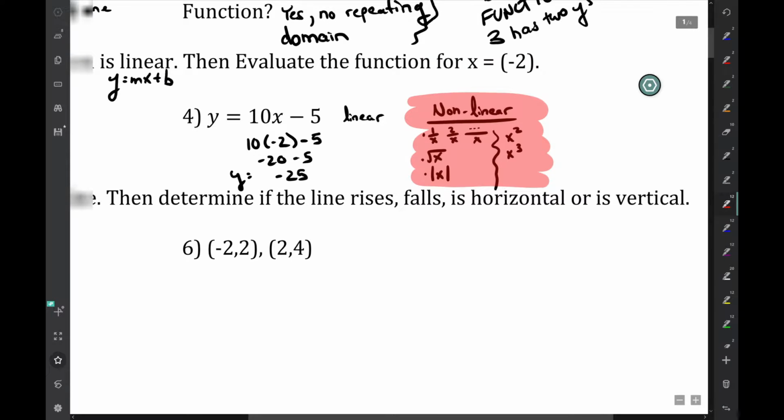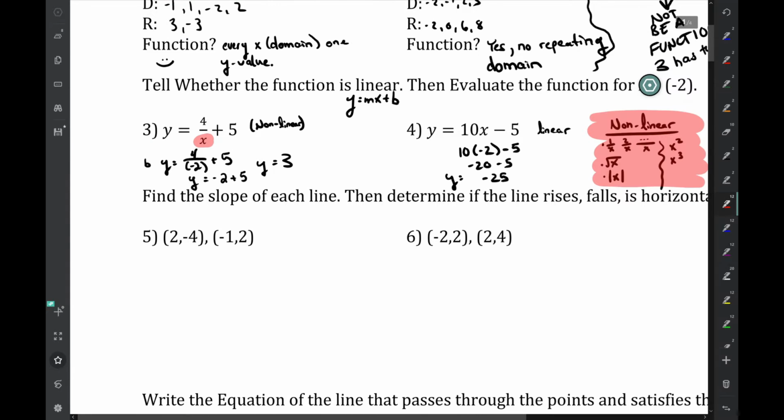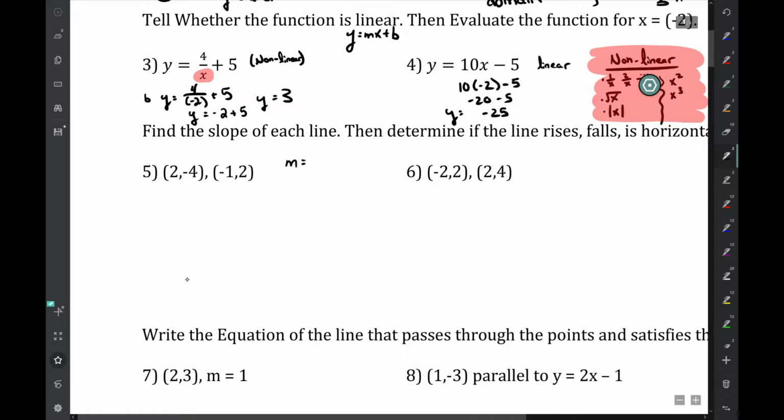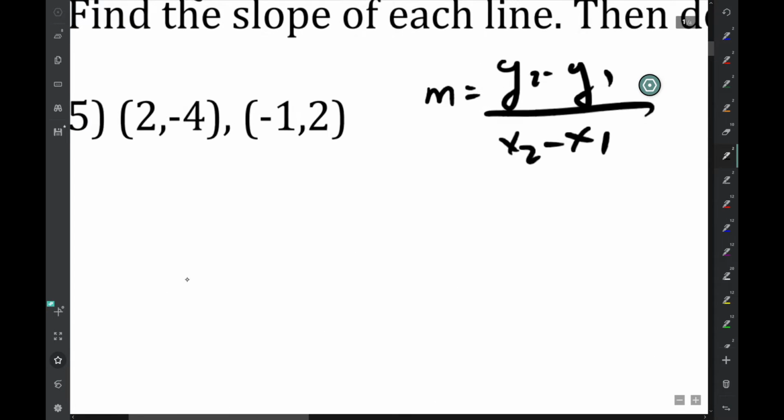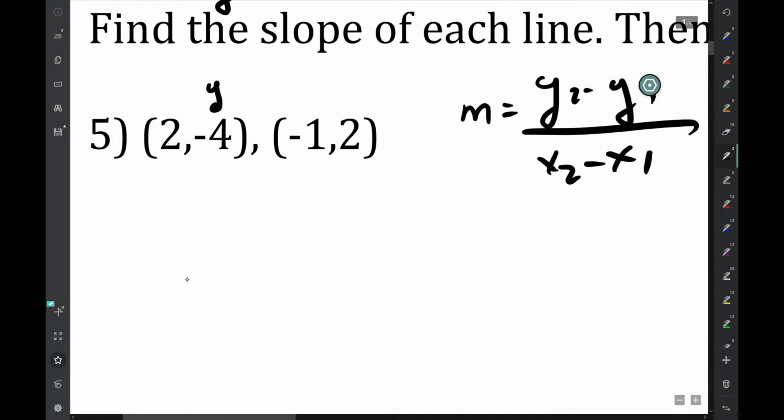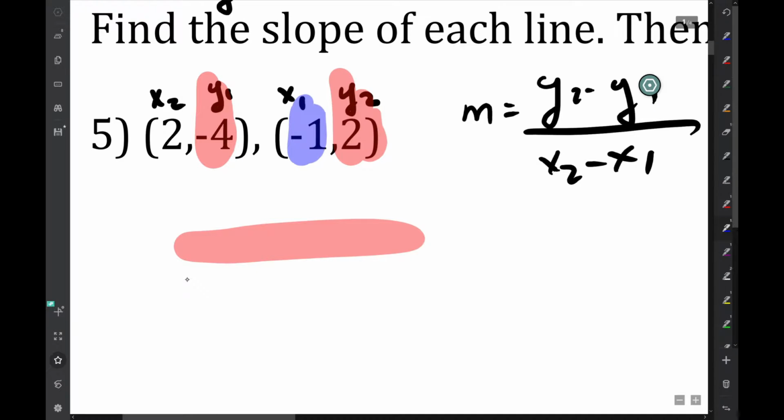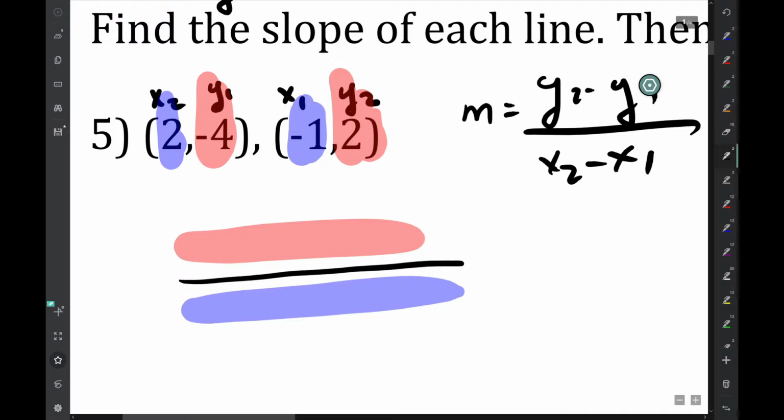Determine if the line rises, falls, is horizontal or vertical. You use the slope formula for all of these. Recall slope is m equals y2 minus y1 all over x2 minus x1. The y coordinates come from y1 and y2, x1 and x2. So if we were to use colors, y1 and y2 would be up top, and x1 and x2 would be down below. Key thing is make sure you have each one in the right place.